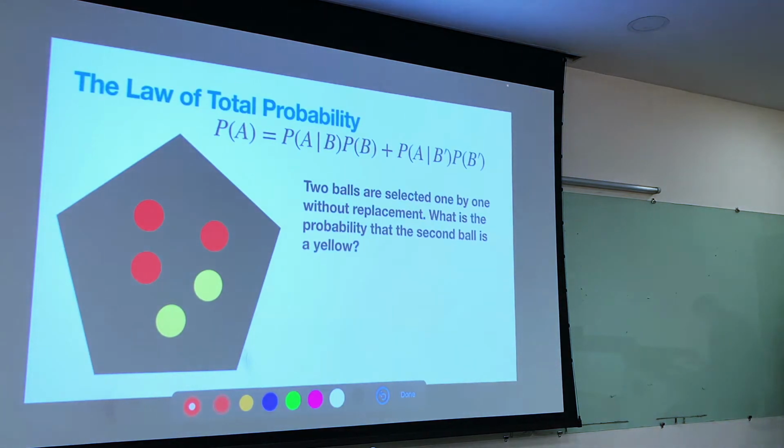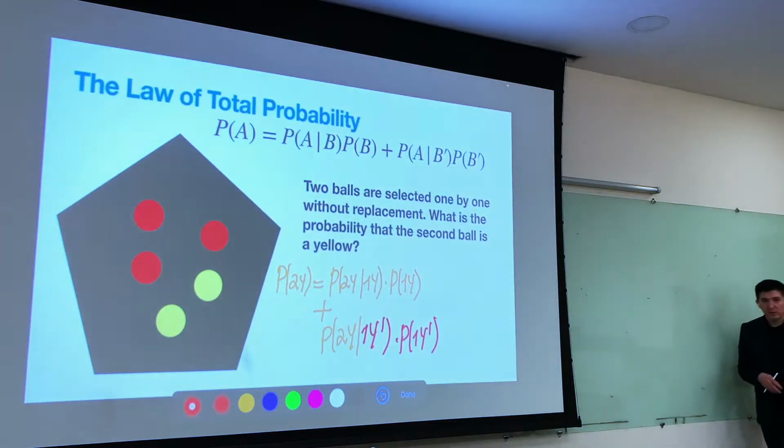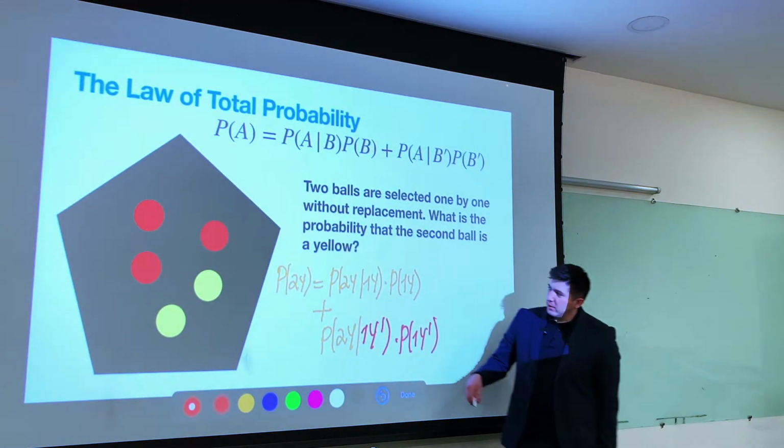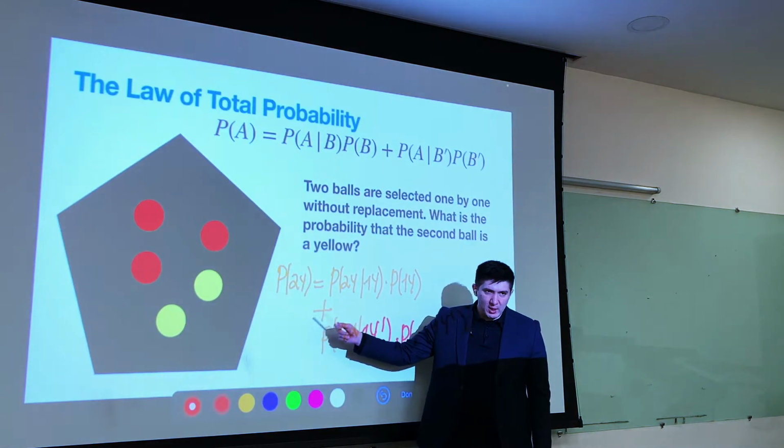Probability that the second ball is yellow can happen in two scenarios. It is either the probability that the second ball is yellow when the first one is yellow, times the probability of having the first ball yellow, or it is possible that the second ball is yellow when the first one is not yellow, times the probability of having the first one not yellow. Okay? So there are two possible scenarios to get the second ball as yellow.